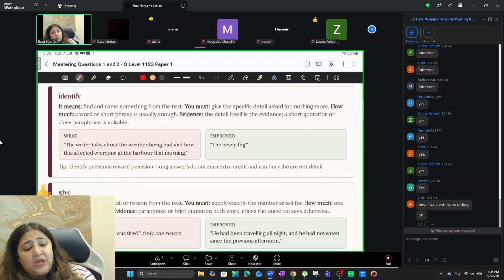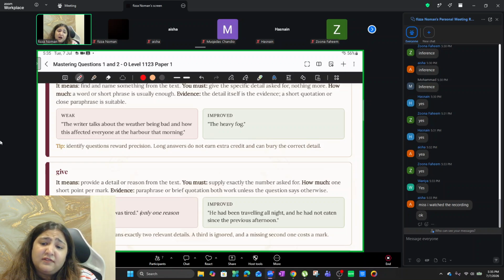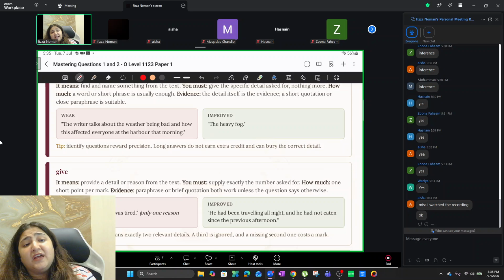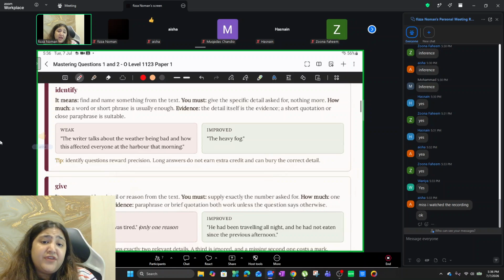Okay. Now, weak and improved version. Weak: the writer talks about the weather being bad and how this affected everyone at the harbor that morning. Improved could be: the heavy fog. You will simply write down the answer that is needed. Writing any irrelevant details will not serve your purpose. Not only will you end up wasting time, but it's not going to get you any more marks, right? So the tip is that identify questions reward precision. Long answers do not earn extra credit and they can also bury the correct, relevant detail. Bacho, do we understand so far? Do we understand the command word identify? Every one of us, without any questions?